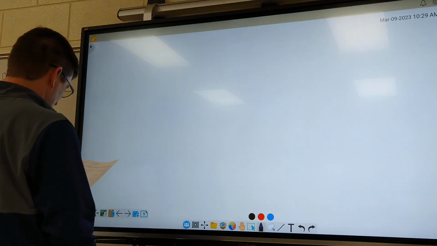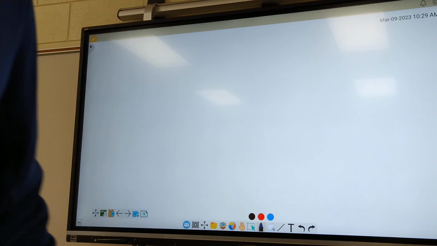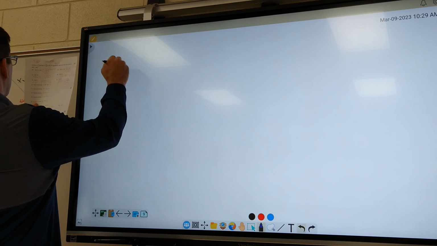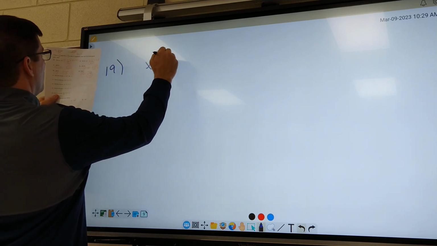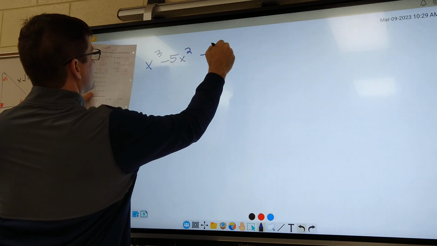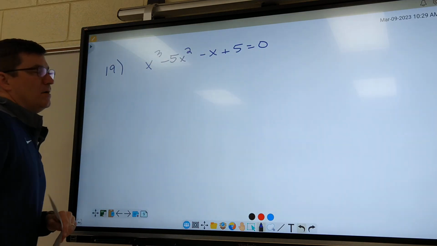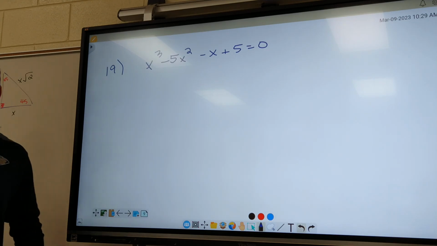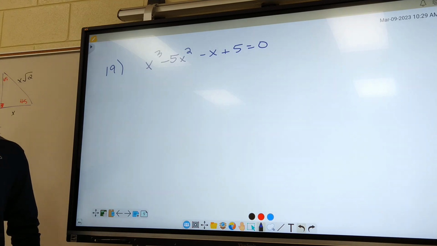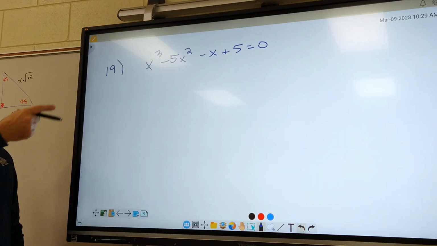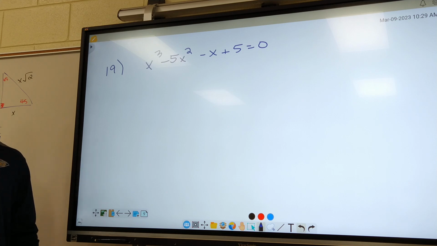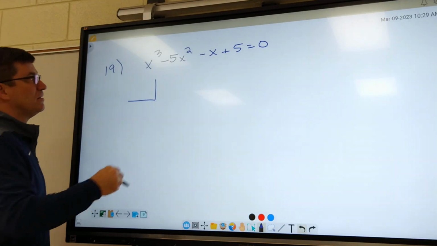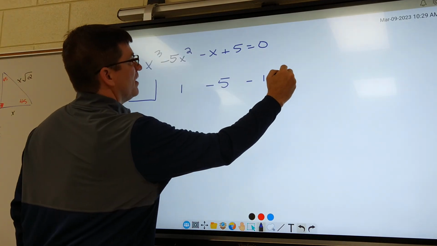Okay, we can go to 19. It's a little different. We got x to the third minus 5x squared minus x plus 5 equals 0. How many answers are we going to have on 19? Got to have 3. A minute ago we had 3 answers and we took out an x because everything had an x. Everything doesn't have an x on this one. There's only one other way I can do this problem. Synthetic division. Bring down 1, -5, -1, +5.